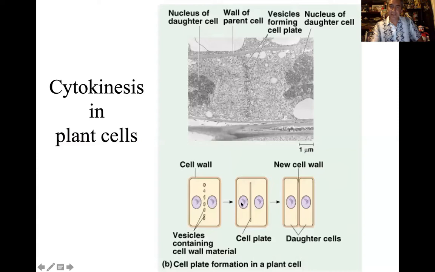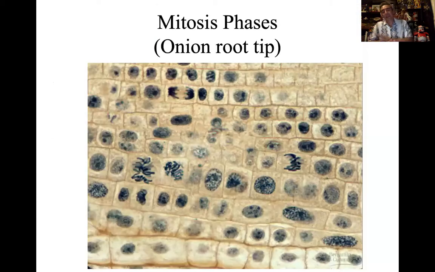In plants, a little bit easier. We just basically make a new cell wall in between, and it cuts that membrane, reconfigures, and we have two new cells. So again, understand that this is happening in each and every cell, but the timing of when that happens is going to depend on each and every cell.